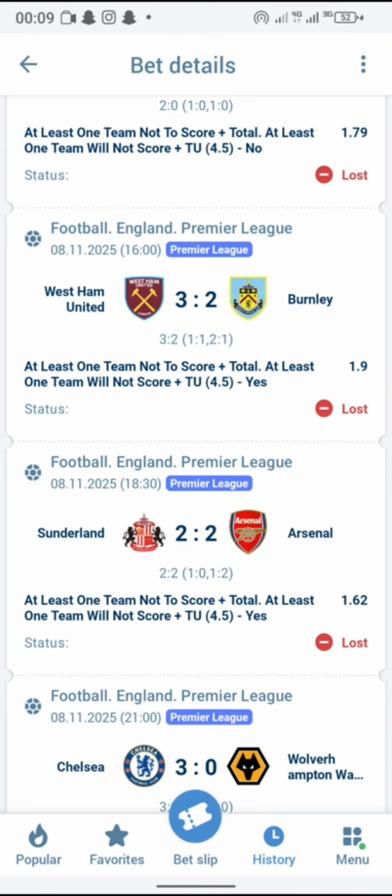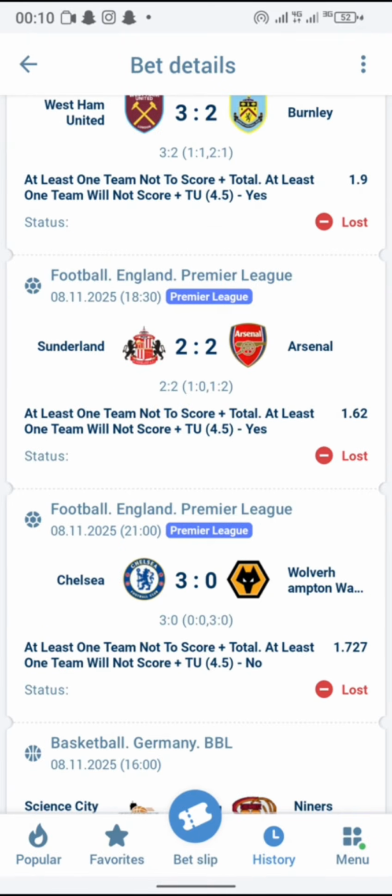Yes, we lost it on both sides because both teams scored and the total goals was 5. This is crazy. So for the next game, I still went for the yes option and we lost it because both teams scored. If at the end of the game the scoreline was 2-0, 3-0, 4-0, 1-0, we would have won it. But since both teams scored under the yes option, we lost it.